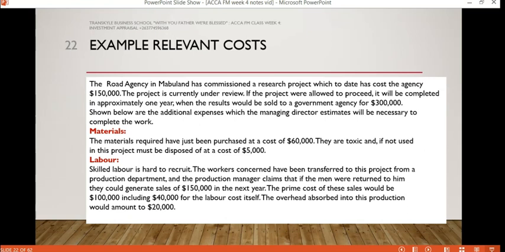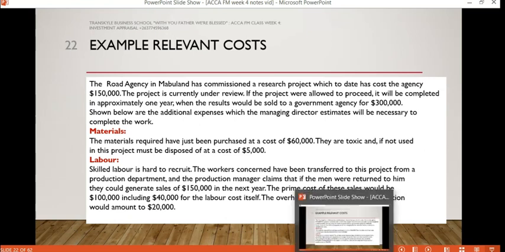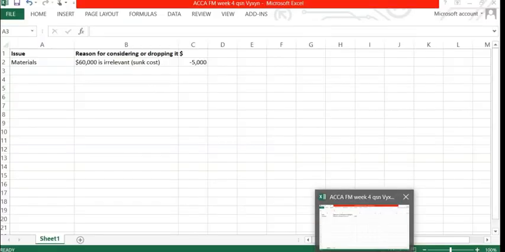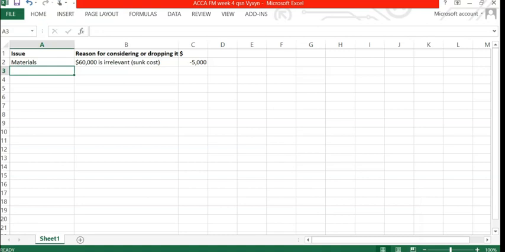But we are told that the production manager is claiming that if the men were at their department, or were returned to him, they could generate $150,000 in the next year. So you can see that there is lost revenue, so there is an opportunity cost. All right, so you come to your answer and say labor.